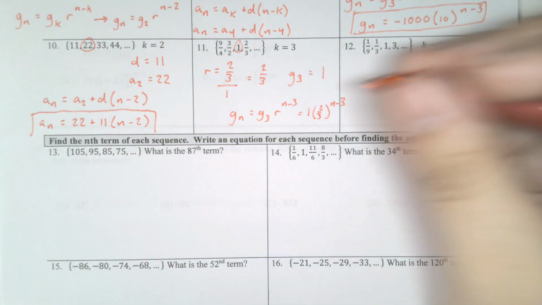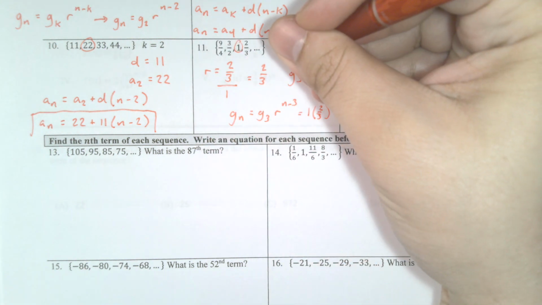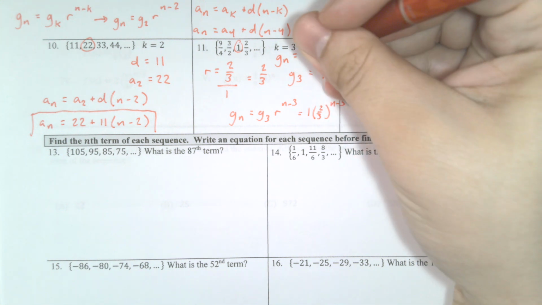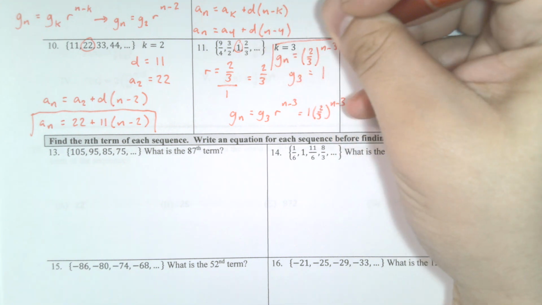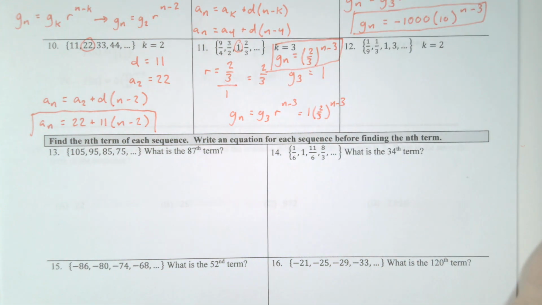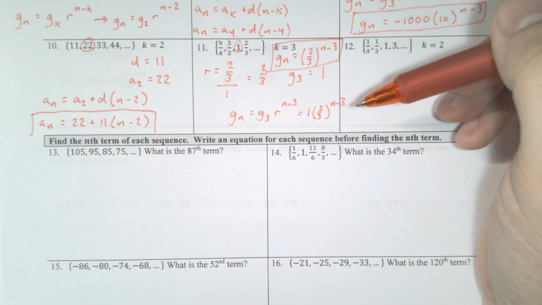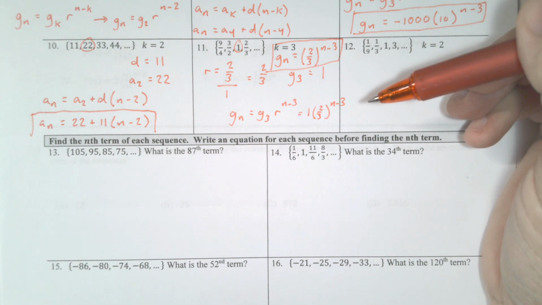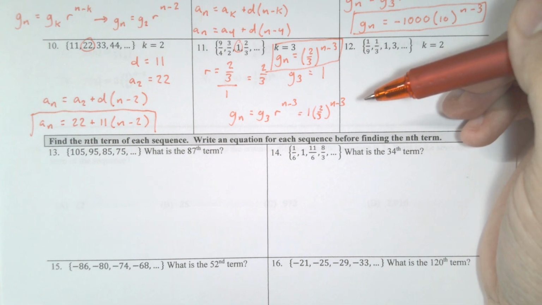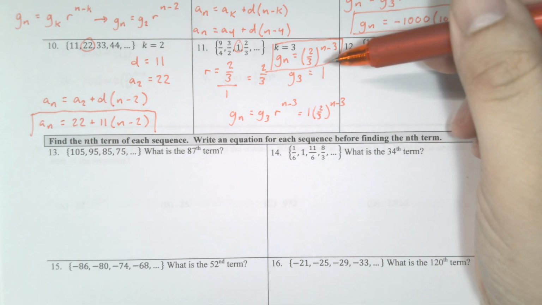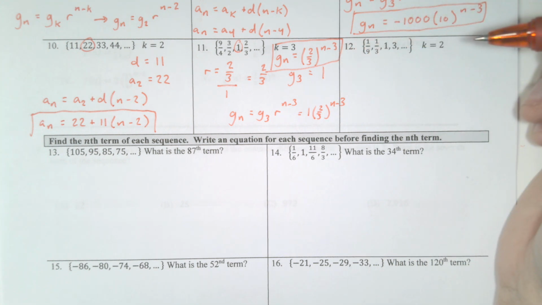And of course, we can clean that up a little bit. I'm going to write this up here, g sub n is equal to just 2/3 to the power of n minus 3. So, we really don't need that 1 there, but it's good to have it, I guess, if you're trying to be explicit about what your term is, but you really don't need it. I would definitely prefer this answer. Okay, what about number 12?